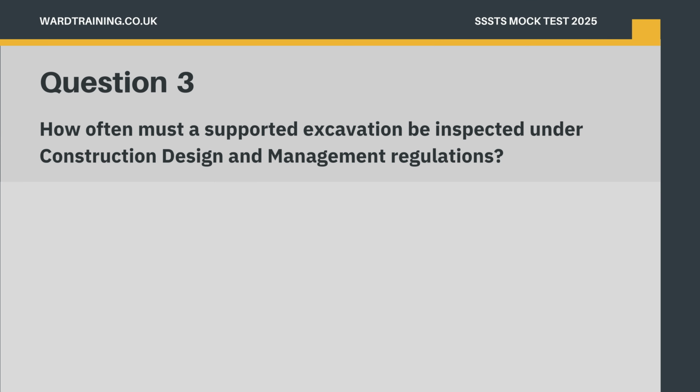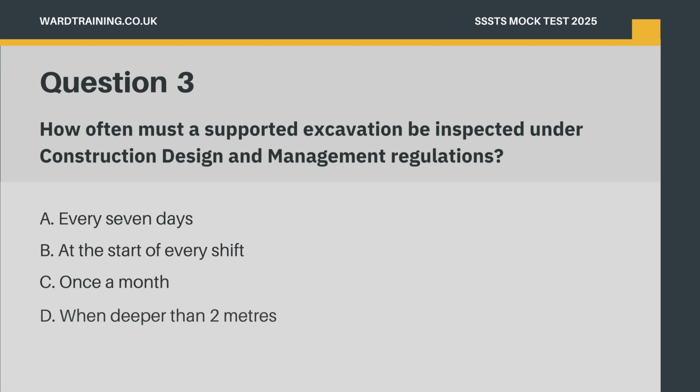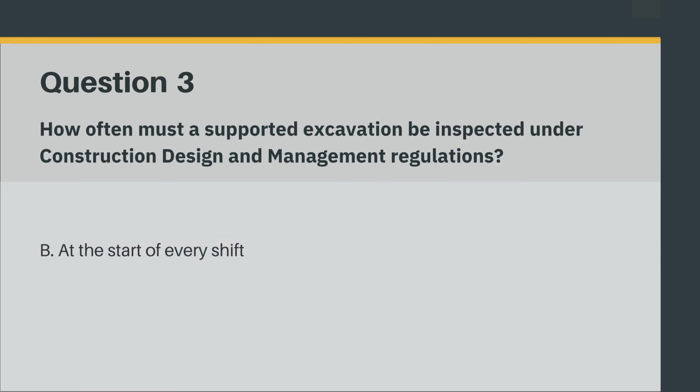Question 3. How often must a supported excavation be inspected under Construction Design and Management regulations? A. Every 7 days. B. At the start of every shift. C. Once a month. D. When deeper than 2 meters. Answer. B. At the start of every shift.